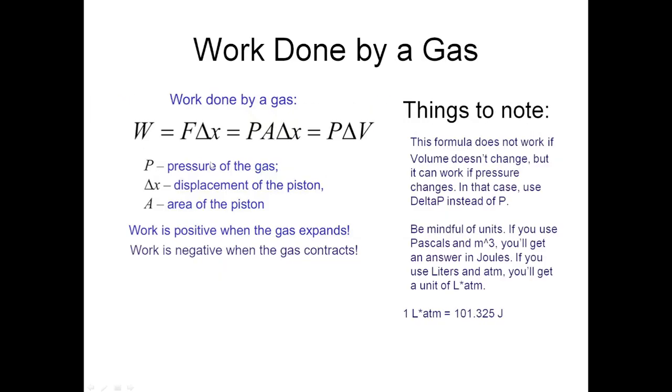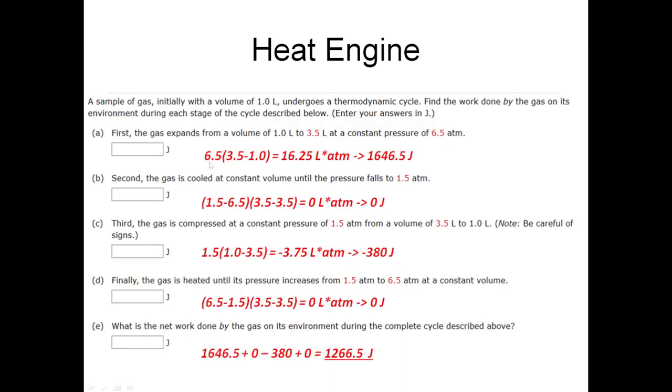Our formula from the previous slides, again, is work equals pressure times change in volume. So if we want to figure out how much work the cylinder is doing in this particular system, the work done by the gas, then we're going to take our constant pressure of 6.5 atmospheres, multiply it by our change in volume. So we end at 3.5 and we start at 1.0. So 6.5 times about 2.5 gives us a work of 16.25 liter atmospheres.